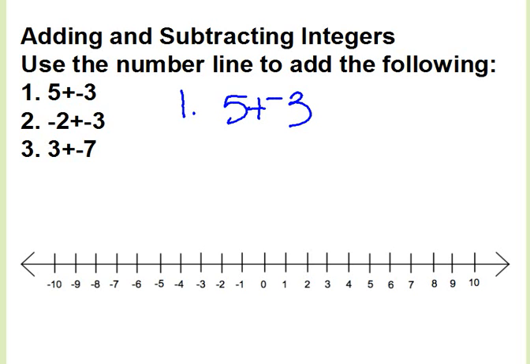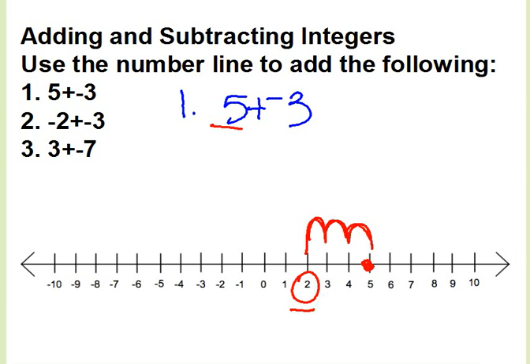The first place we're going to start is at 5. So on your number line, go ahead and put a dot at 5. Good. Now we're going to add negative 3. We add 3 negatives. We move to the left 3 spaces. And I can see that that would place me at 2. So 5 and 3 negatives is actually 2, as it shows us on the number line.